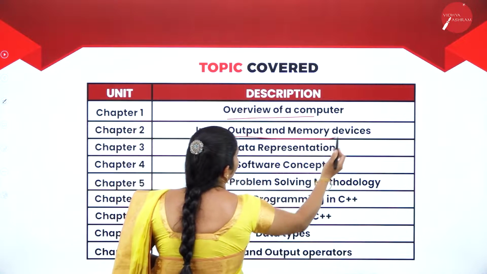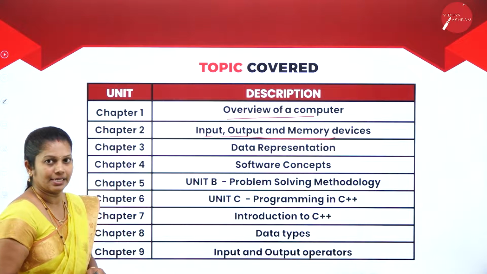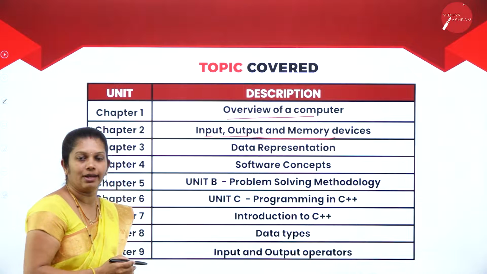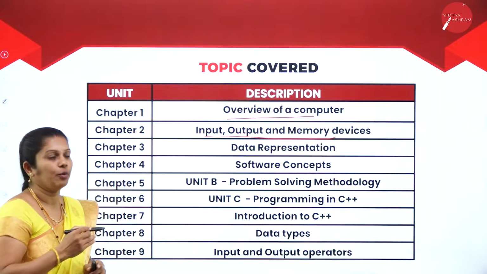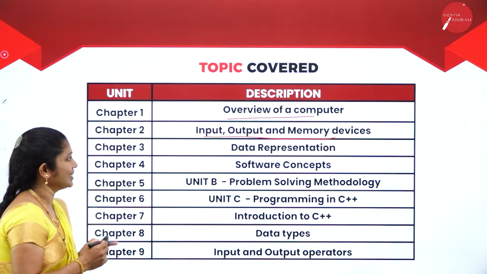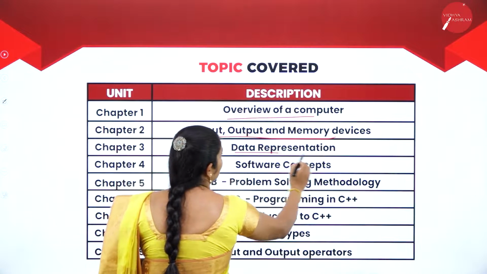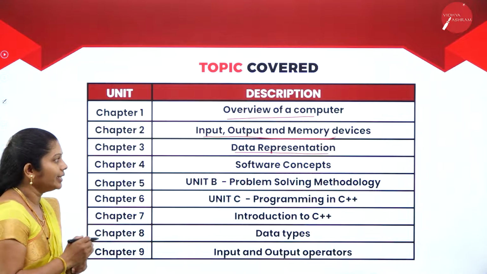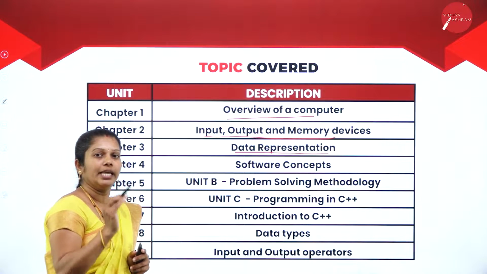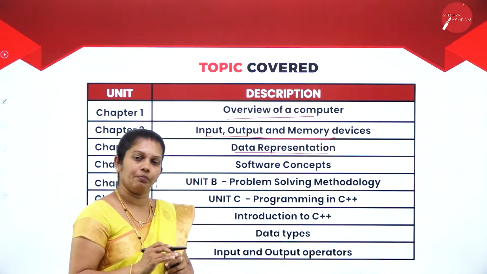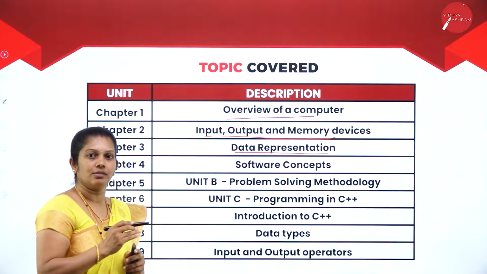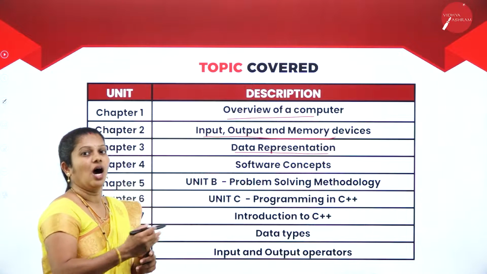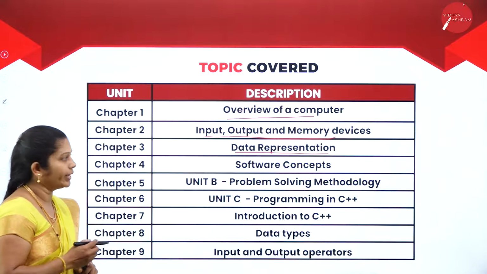In the second chapter, input-output memory devices. What do you mean by input device, output device? Which are the types of input devices, output devices, memory? Regarding that, you will come to know in the second chapter. In the third chapter, you have data representation. In this chapter, you will study especially the number systems like binary numbers, octal numbers, hexadecimal numbers, how they can be converted, how they can be stored. Regarding that, you will come to know.